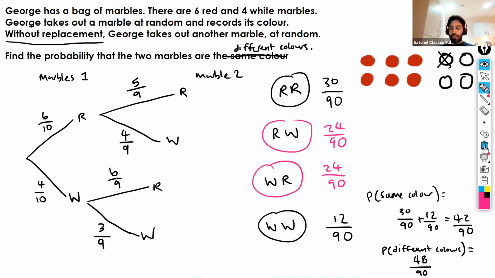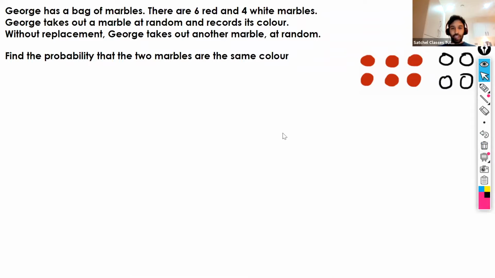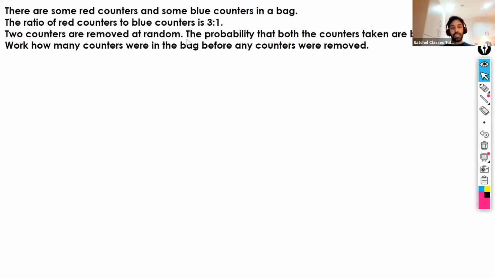All right, now moving on to a very challenging example. So this is where you will need to use some algebra to work out the probabilities. And this is, we're looking at grade 8, grade 9 type of questions. So here it says the ratio of, in fact, it starts by saying there are some red counters. Now, when it says there are some red counters, we don't actually know how many red counters there are. So the word some should indicate that we need to use algebra.